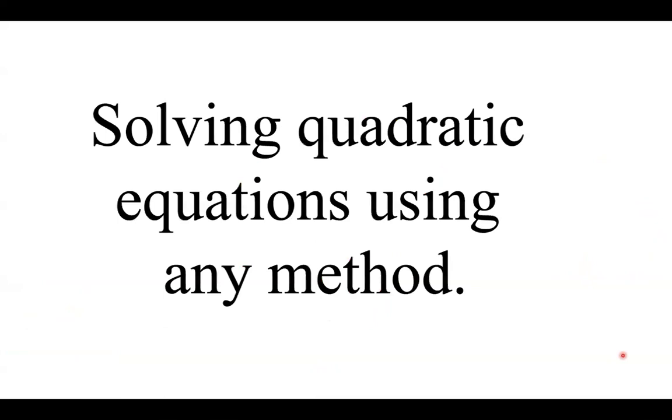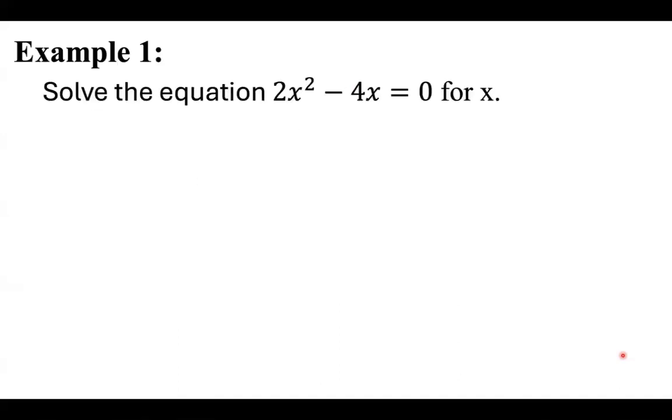Now, let's look at some other examples using different methods. In this example, we have 2x squared minus 4x, where the c value is equal to 0 in this case. I don't have the c value, so the better method to use here would be the factoring method. So whenever your c value is 0, solve that by the factoring method.